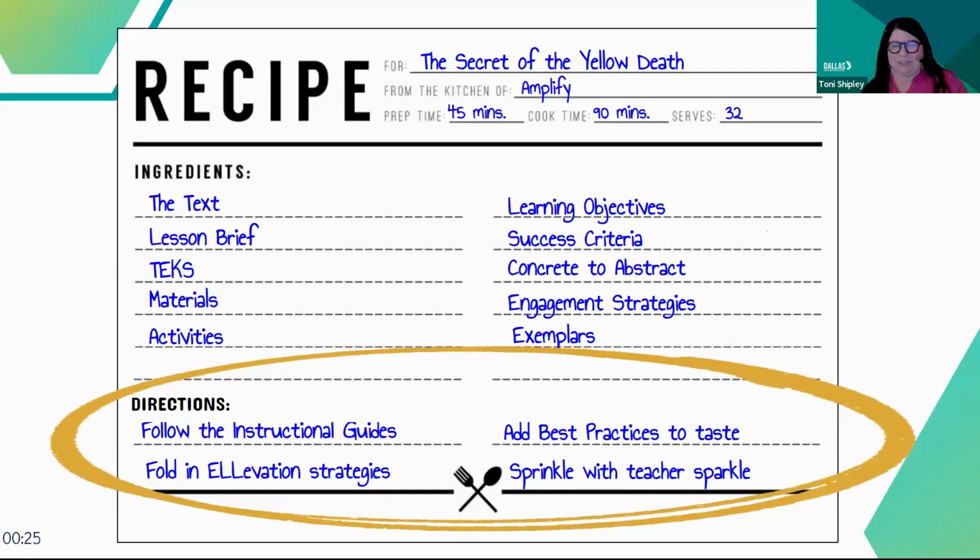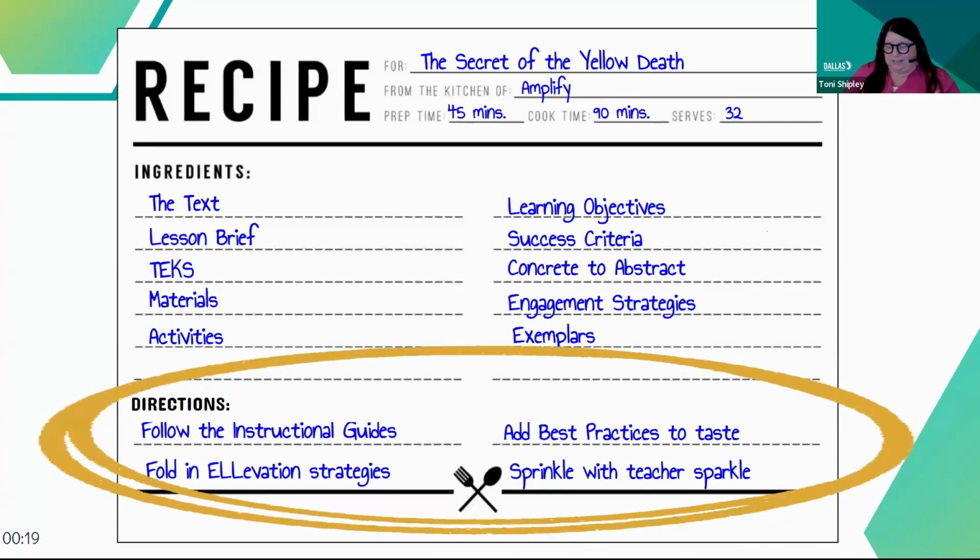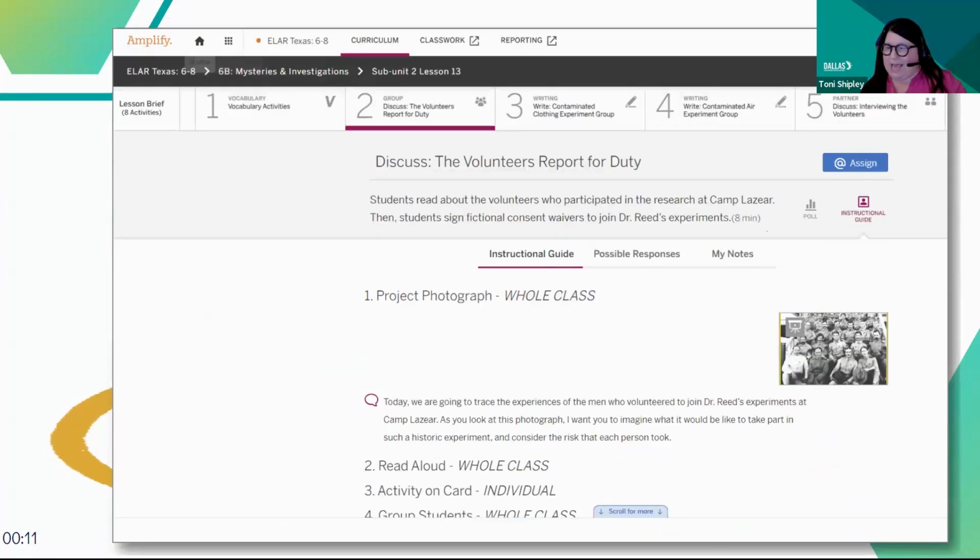Now, after gathering all of the ingredients for your new recipe, the next step is to start thinking, how will you deliver the recipe or the lesson? Remember that Amplify provides instructional guides, which is a great place to start. As you go through the instructional guides for each activity, ask yourself, which parts of the lessons do you already know how to teach well, and which parts do you need to plan for more intently?